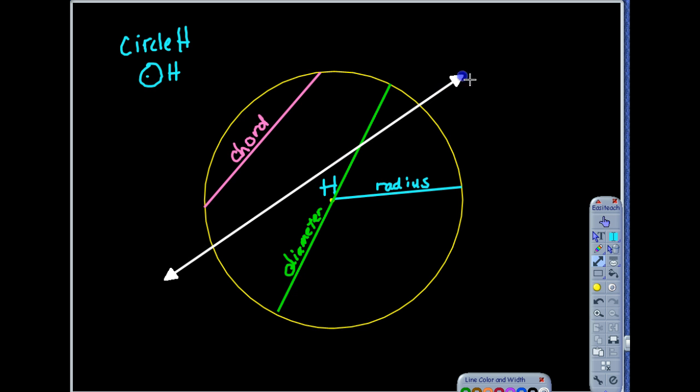It has to intersect the circle at 2 points. So it does have to have 2 points on the circle. It doesn't have to go through the center or anything like that. But it does have to intersect the circle at 2 points. So that would be a secant. So it's almost like we're taking a chord and then extending it to make a line. So a chord would be part of a secant.